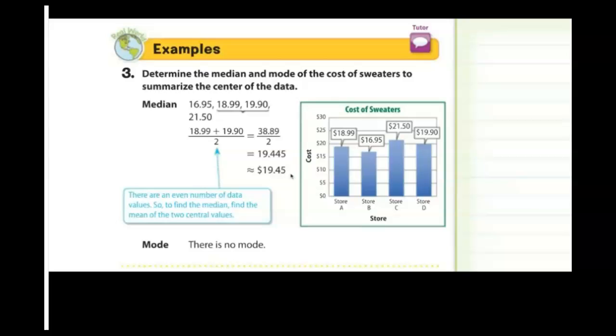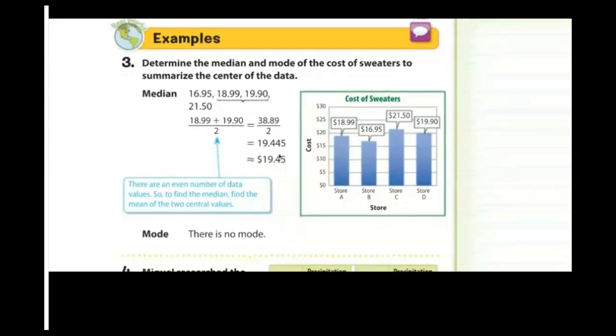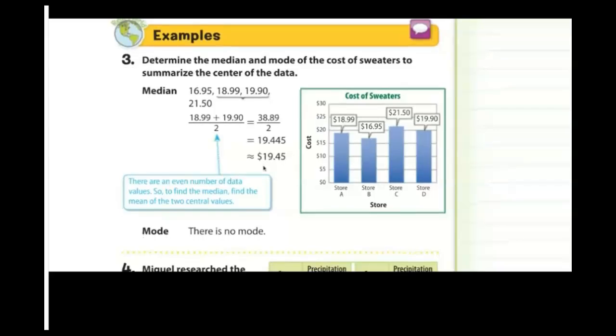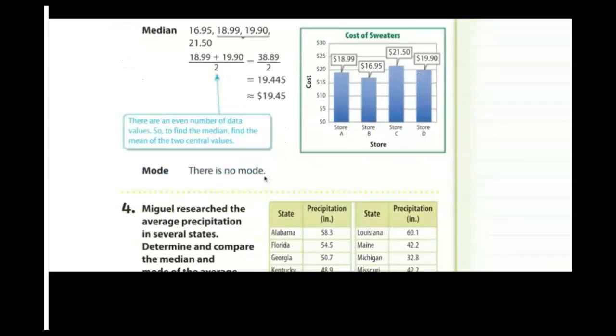our median is approximately, because we're going to round this thousandths place to the hundredths place since it's money, the median is going to be 1945. But in this case, there's no mode because nothing happens more than once. So there is not going to be a mode in that example.